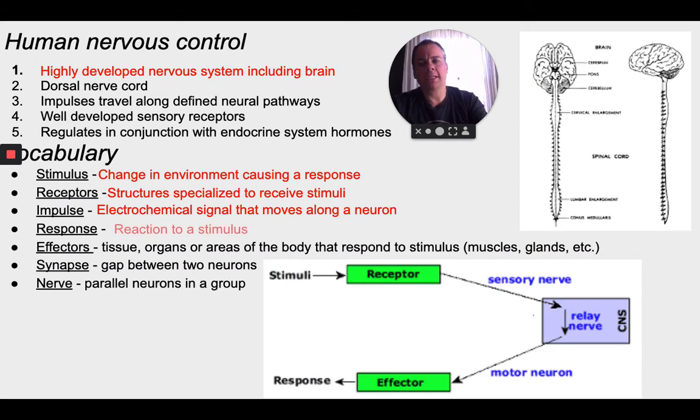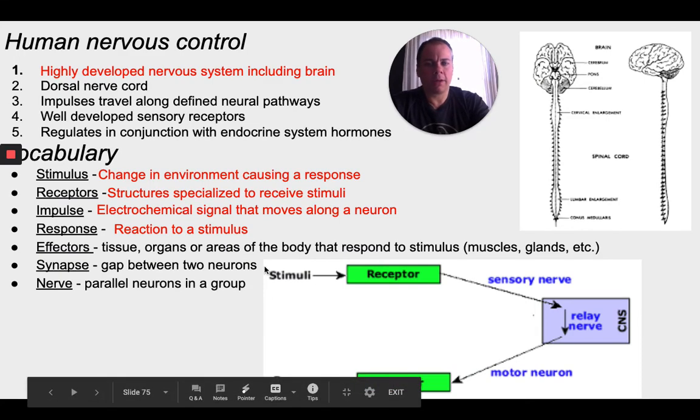The response is how the organism actually reacts to the stimulus, how it affects another structure, another part of the organism. And the effectors are the structures that actually produce the response. Okay, such as muscles, for example. So if we look at the diagram that's down below, it'll help us understand this a little bit.